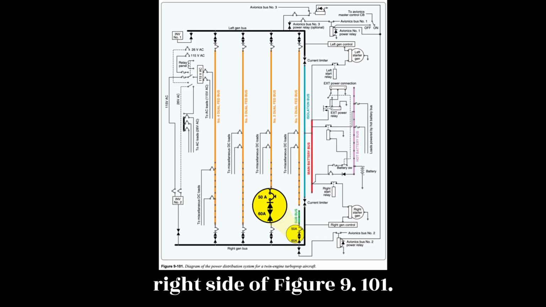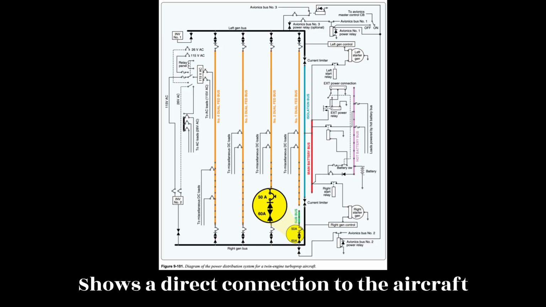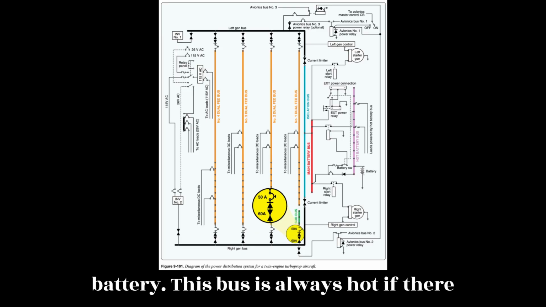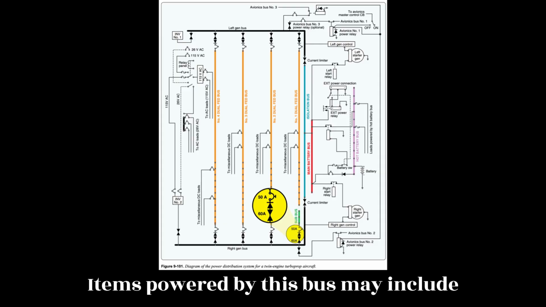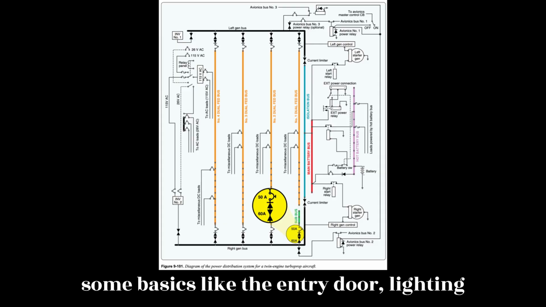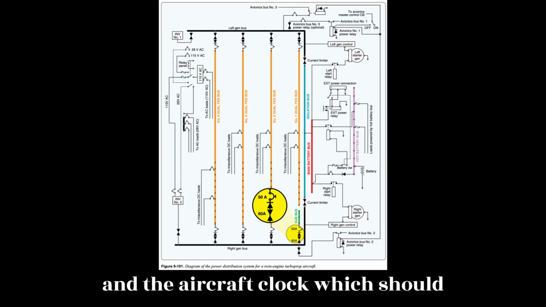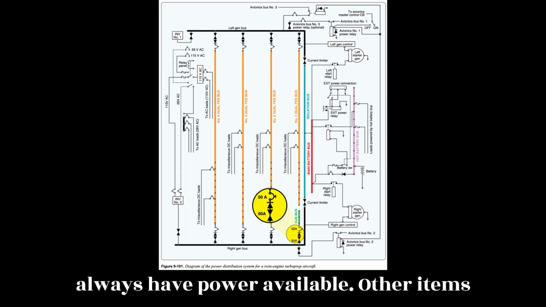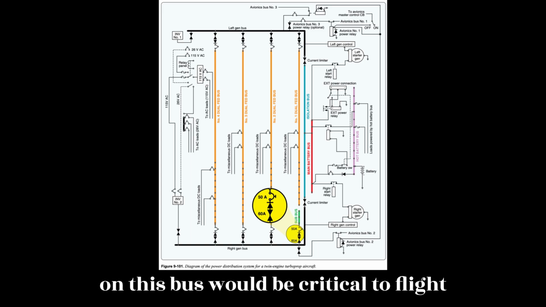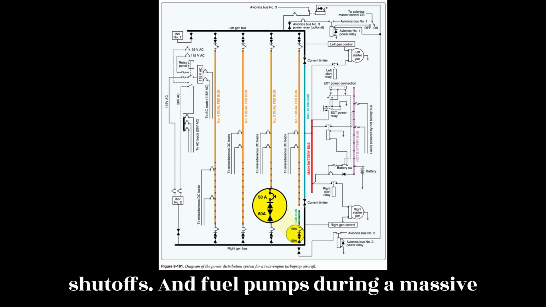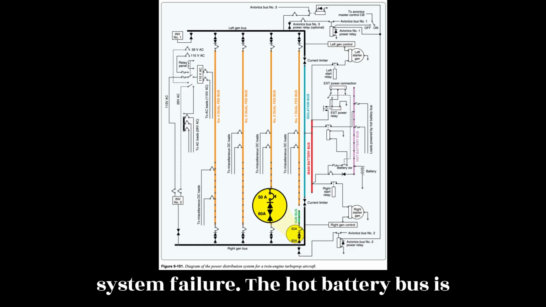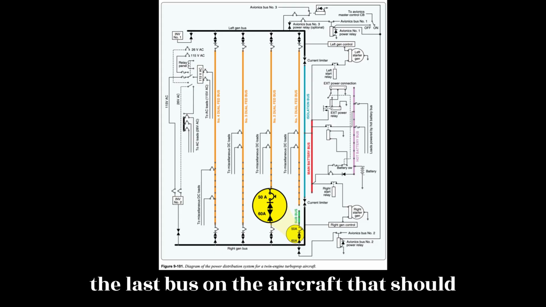The hot battery bus, right side of Figure 9.101, shows a direct connection to the aircraft battery. This bus is always hot if there is a charged battery in the aircraft. Items powered by this bus may include some basics like the entry door lighting and the aircraft clock, which should always have power available. Other items on this bus would be critical to flight safety, such as fire extinguishers, fuel shutoffs, and fuel pumps. During a massive system failure, the hot battery bus is the last bus on the aircraft that should fail.